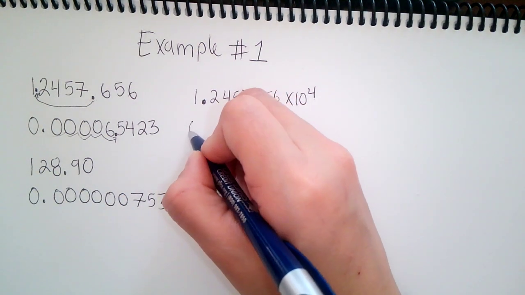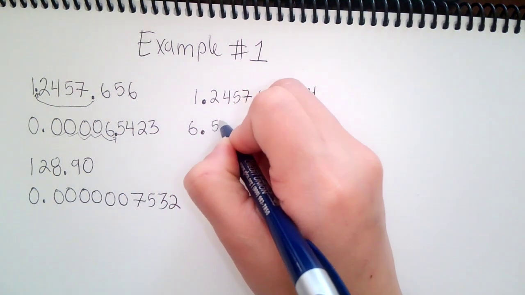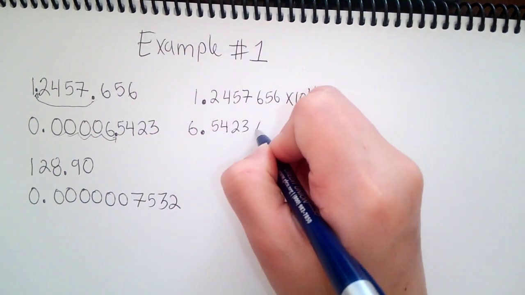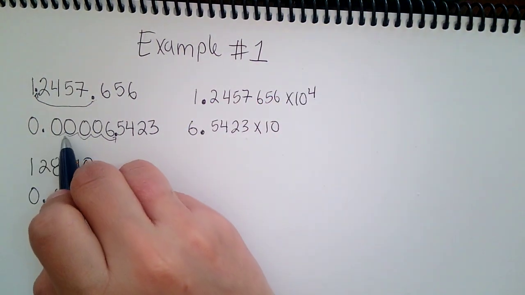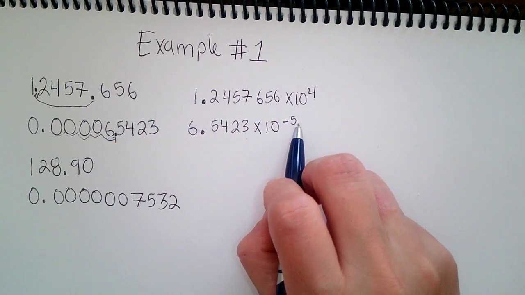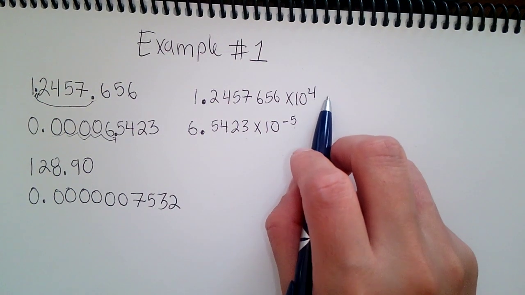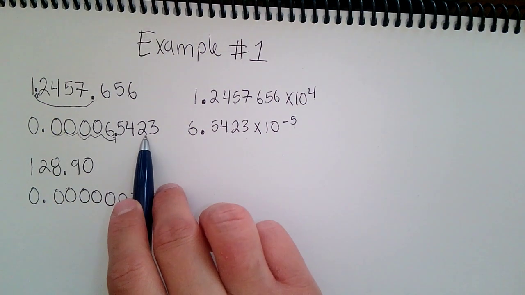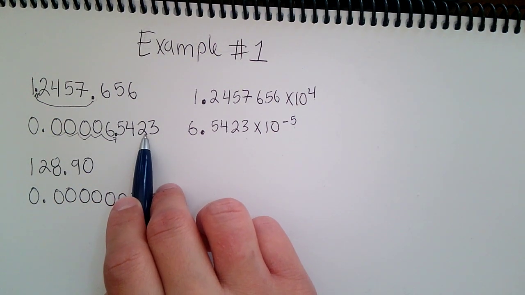So how would we write it now? We would write 6.5423 times 10 to the negative 5. Now this is negative. How come this is negative and not positive? Again, this number started as a number that was smaller than 1.